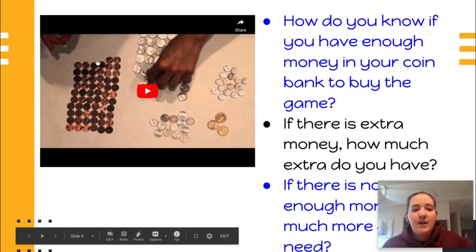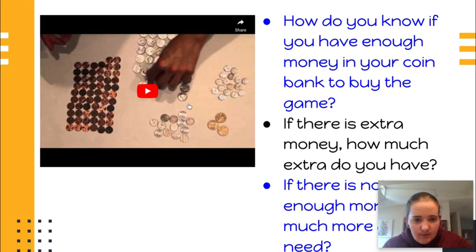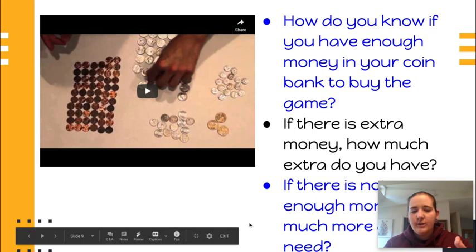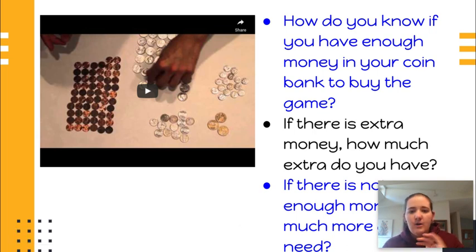So right here, you've got your pennies, your quarters, your dimes, your nickels are right here. And then these coins right here are dollar coins. So they're worth one whole dollar all by themselves. Some of you guys have seen them, some of you guys might not have.